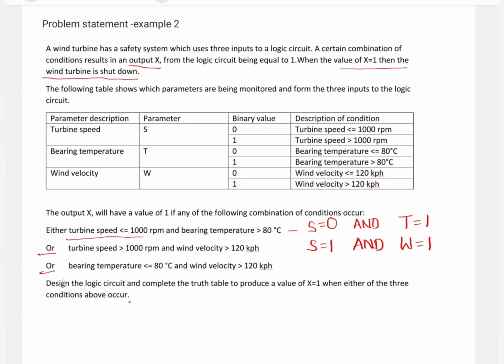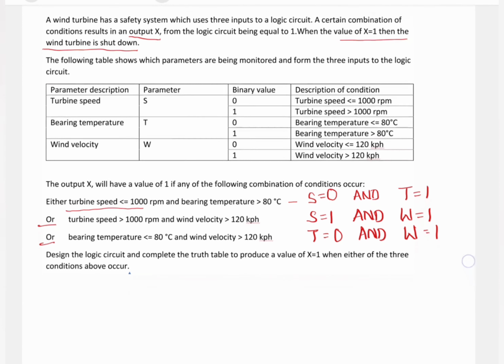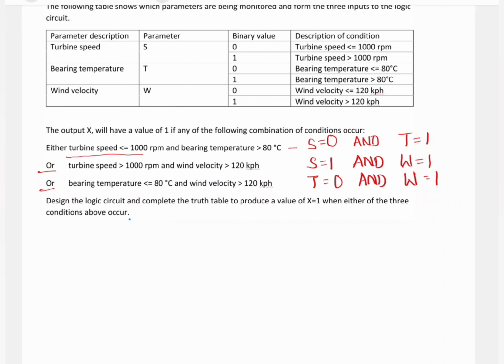Now let's have a look at the third. It says the bearing temperature, which is represented by T, and the temperature is less than or equal to 80 degrees centigrade. That means T is equal to 0. We are going to use the AND as it is. And then it says the wind velocity, which is represented by W, is greater than 120. That means it's equal to 1. So basically you have got this logic expression created for all these statements. Now we are going to look at how we are going to combine this. So let me put it together, logic expression.